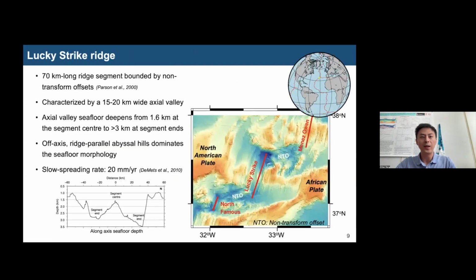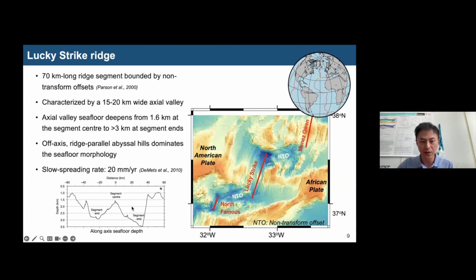So the Lucky Strike ridge segment, 70 kilometers long, is located about 400 kilometers south of the Azores. This segment, as shown in the bathymetry map, here is the Lucky Strike. This ridge segment is bounded by non-transform offsets on both segment ends. It's characterized by a well-defined axial valley. The valley is about 15 to 20 kilometers wide.